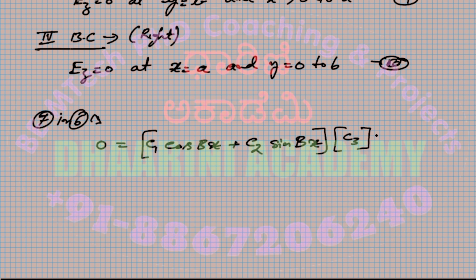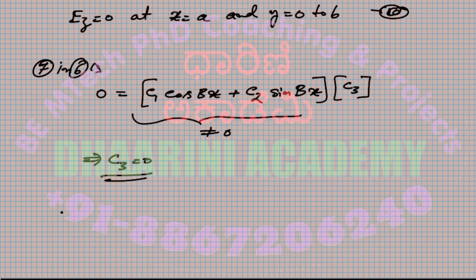Now you see, this has to be valid for all the values of x varying from 0 to a. That means this should not be 0. This cannot be equal to 0 because this term should exist for all the values. So this implies C3 equals 0. I understood, right? That means C3 has to be 0. So update your equation. Now whatever I have is the updated equation.